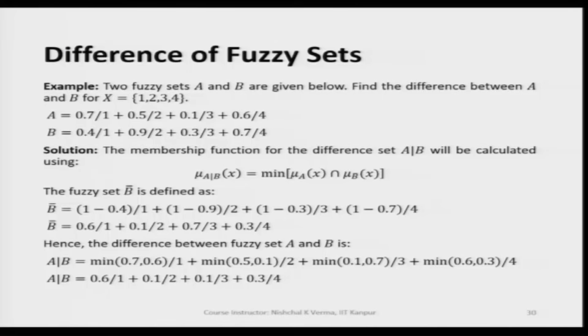All right. So, we take some more examples here to understand the difference of fuzzy sets better, and here we have two discrete fuzzy sets A and B, and if we apply these conditions, we get this as the outcome of the computations, and this is the difference between the two fuzzy sets A and B.